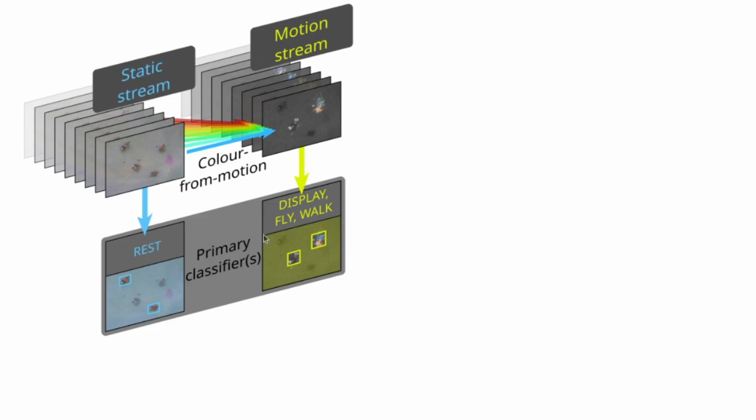So these motion behaviors, displaying, flying, and walking, are of course best done using the motion stream. They're very obvious. For example, when there's the courtship display, the wings are a blur, and the wings are a blur when they're flying. So in a given static frame, these behaviors couldn't be distinguished, but it's trivially easy to work out the difference from the motion stream. But when they're not moving, then of course resting flies are best detected from the static stream. So we've got this mix of primary motion and static primary classes.